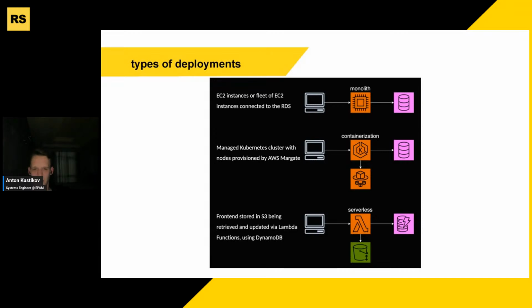Yep. And as already mentioned on the slide, there is a managed Kubernetes cluster with nodes provisioned by AWS. Oh, it says Margate. It should be Fargate. Yeah, there is a service named Fargate in AWS. Sorry for this mistake. You'll for sure correct this one.